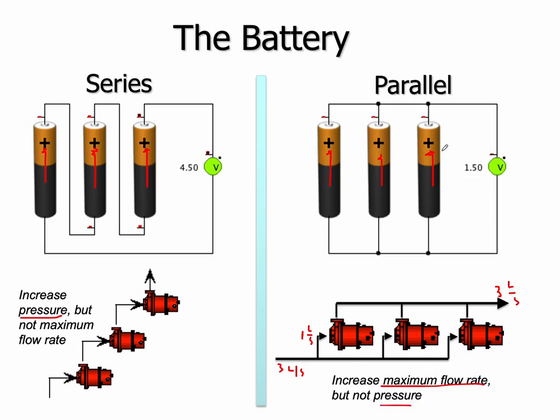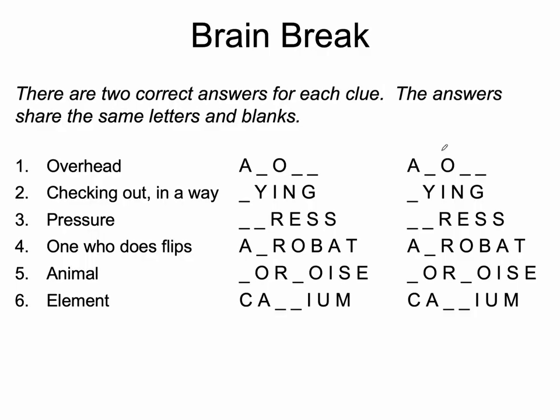Why would you ever put batteries in parallel? It increases the flow rate, the current, which we'll talk about in a second. If you needed to drive something that required a lot of current, you put batteries in parallel. Tesla does this with their cars. Their batteries are both in series and parallel, but why are they in parallel in the car? To increase the maximum current that can be supplied to the motors.